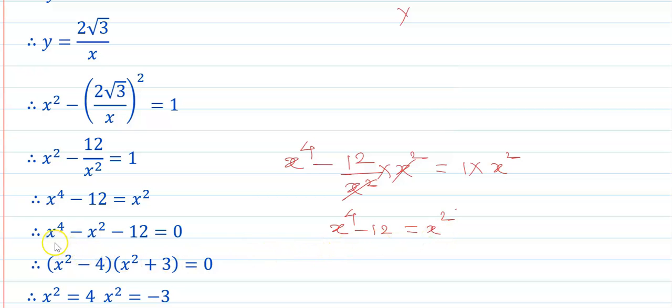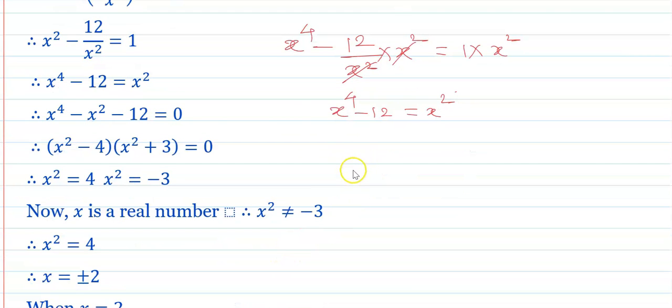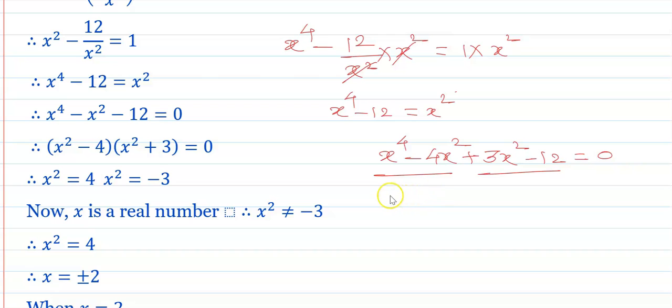It will become minus. Therefore x raised to 4 minus x square minus 12 is equal to 0. Now the factors. What are the factors? x raised to 4 minus 4x square plus 3x square minus 12 is equal to 0. Now from this we will take x square as common. Then in the bracket you will get x square minus 4, and from this take 3 as common, then in the bracket you will get x square minus 4, bracket complete, and that's equal to 0.